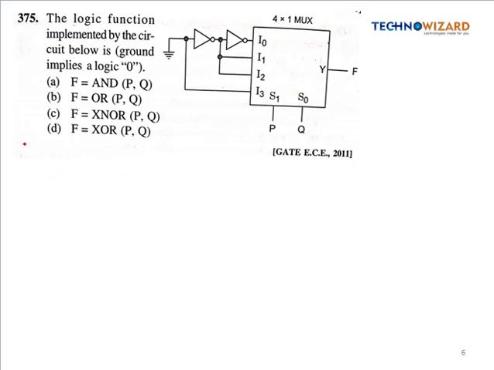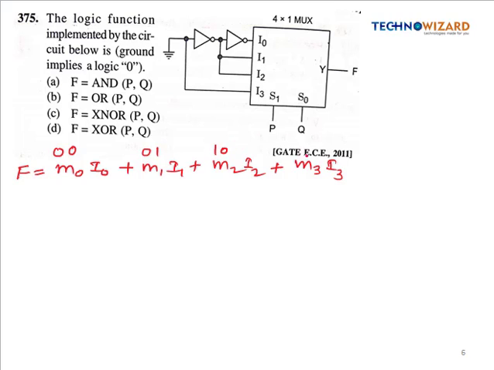So how to solve this question? First of all we will write the expression for the function f. Let us write it in the form like this: m0 i0 plus m1 i1 plus m2 i2 plus m3 i3. So m0 will be selected for 0 0, m1 will be selected for 0 1, m2 will be selected for 1 0, and m3 will be selected for 1 1.